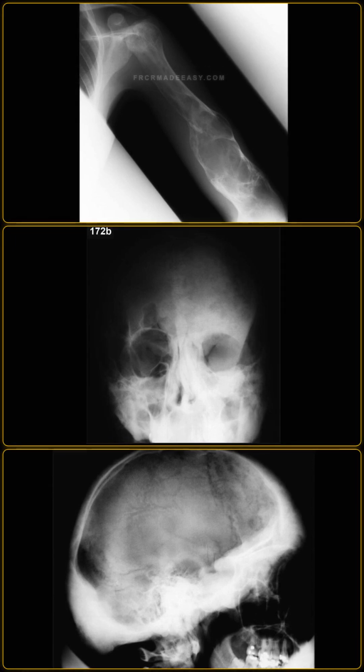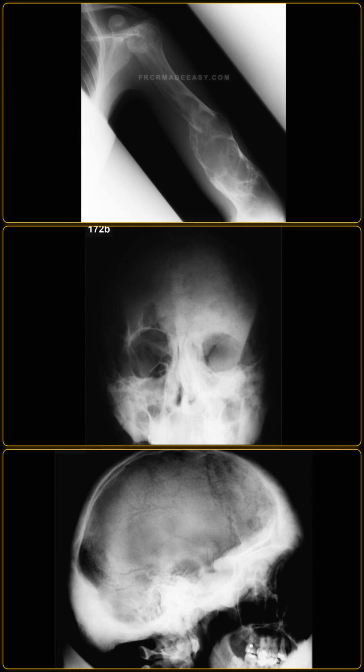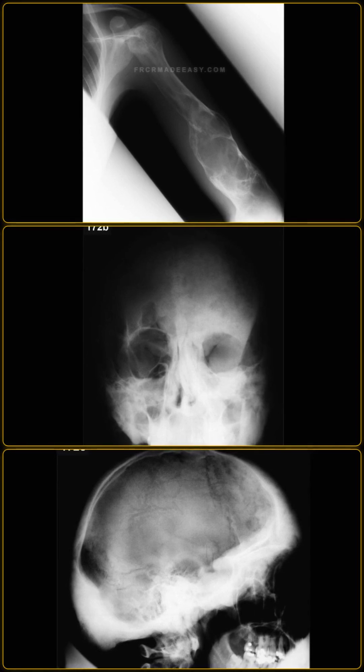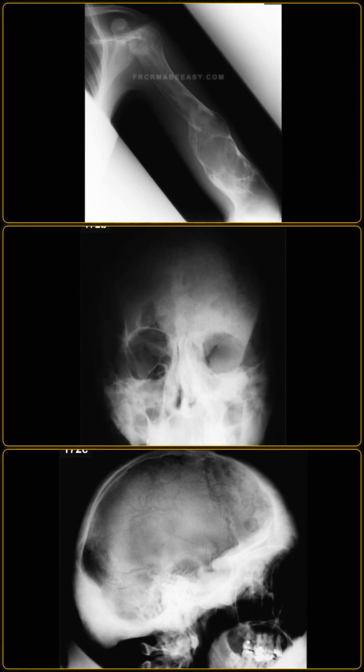Finally, I would document these benign, non-aggressive features and refer the patient to orthopedics for clinical follow-up and prophylactic stabilization if a pathological fracture is imminent.